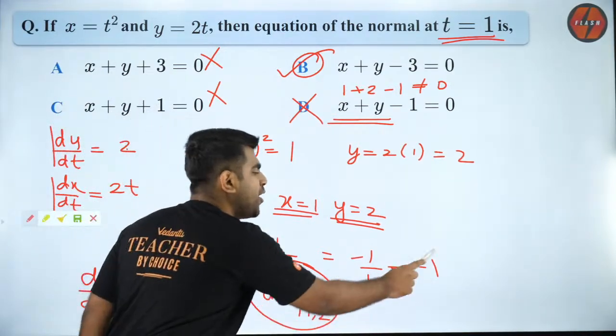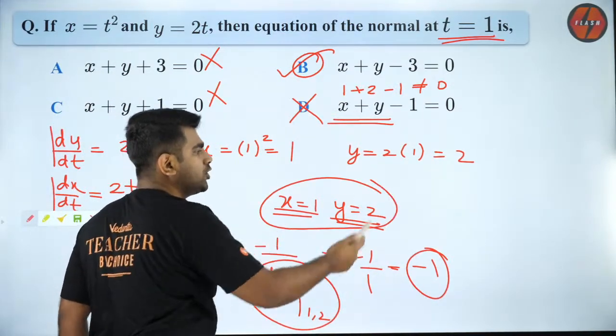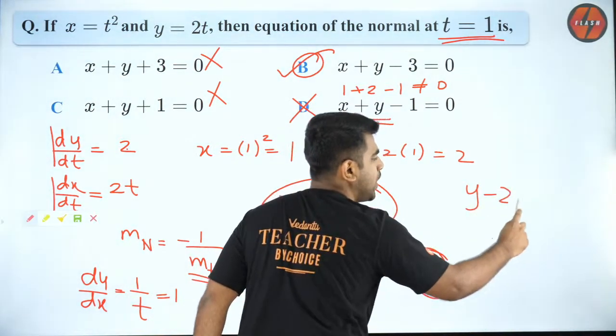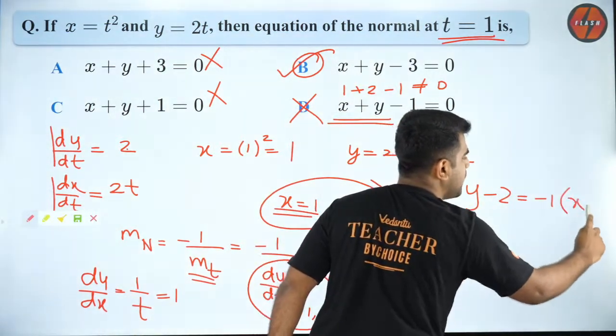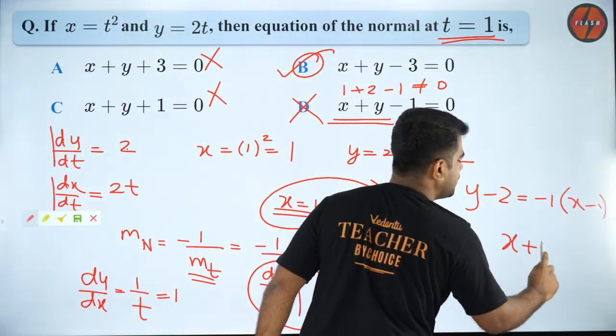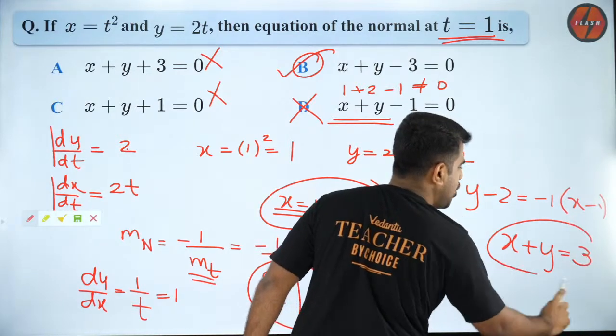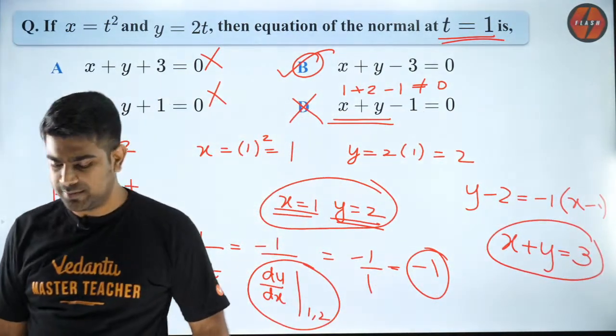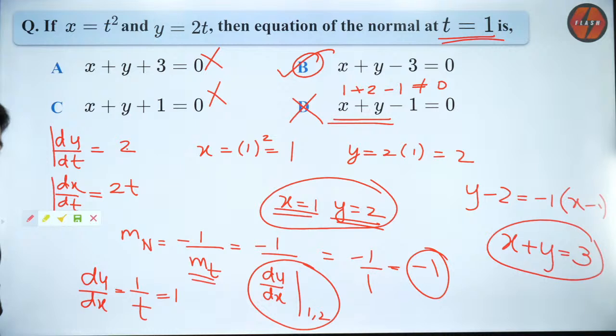So I got the slope of normal, I got the point. So what is the equation? y minus y1 is equal to m into x minus x1. So the answer is x plus y is equal to 3 and you are done. You get 4 marks. Are you all clear with it, guys? Did you all understand the way I solved it?